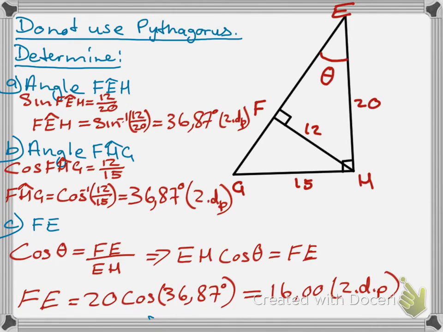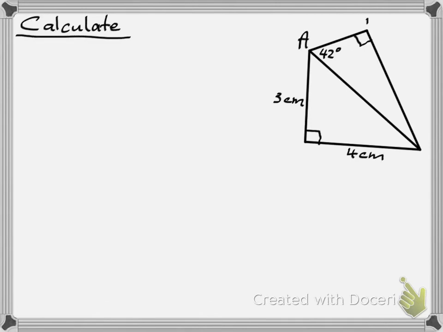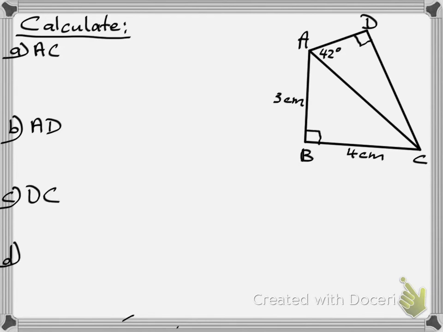Moving on, another example. You are given a quadrilateral, right? And the quadrilateral has got information, and then they say calculate AC, calculate AD, calculate DC, and calculate the area of ABCD, the quadrilateral. Right, so pause and attempt it, and then you press play to see if you can get it. So let's play.